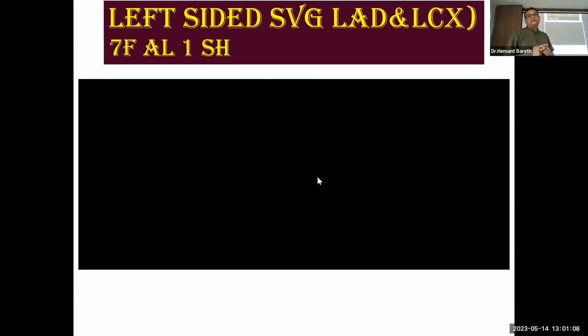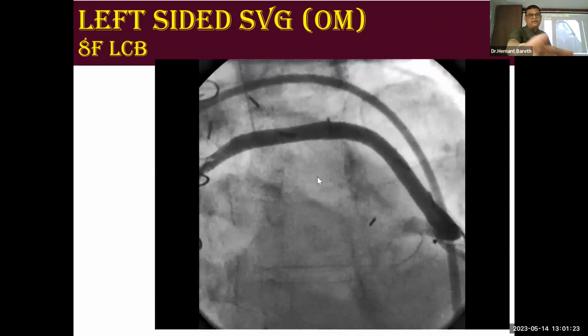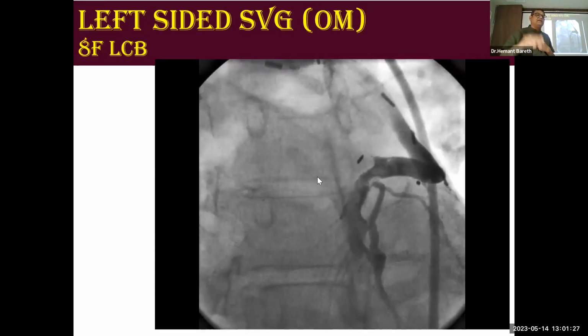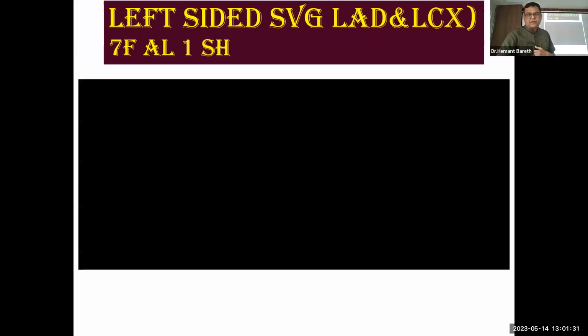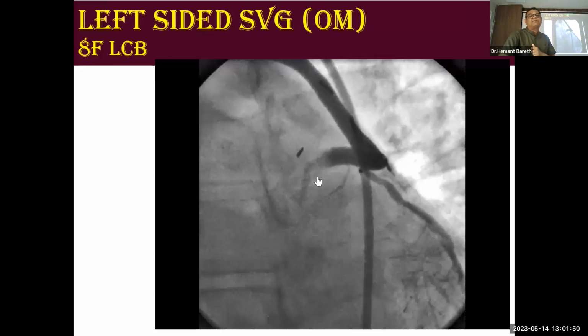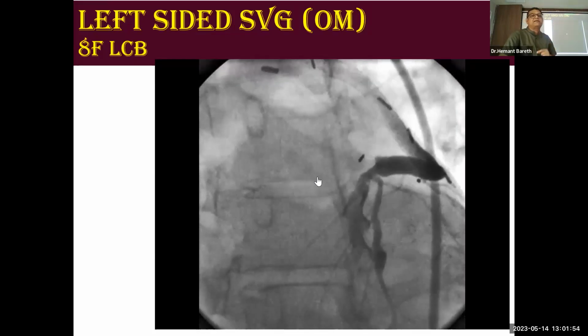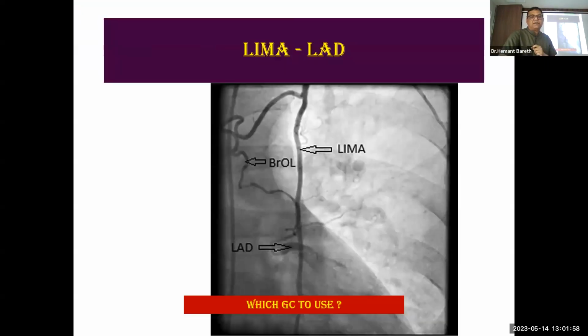Another left-sided SVG, to the LAD circumflex. They tried with JR but it was not happening. Then you take AL. So 7F AL side hole was taken. And then there is something called a left coronary bypass catheter also. I just wanted to show you this, so I included it. This is a specific catheter for bypass grafts. There are specific catheters for internal mammary called internal mammary catheters. Likewise, there is a specific catheter for bypass grafts also. Left coronary bypass catheter, a specific catheter for left-sided bypass. And for LIMA to LAD, which catheter?